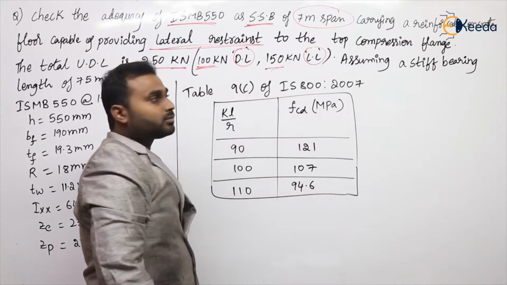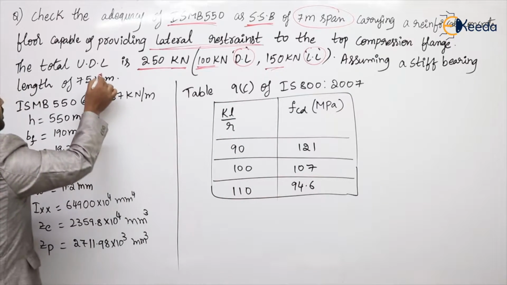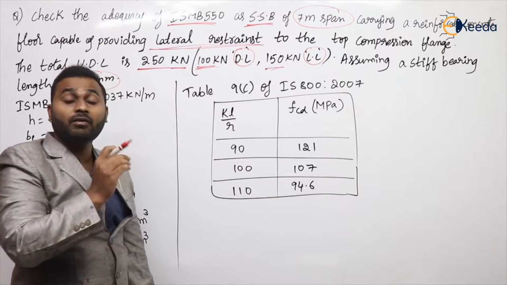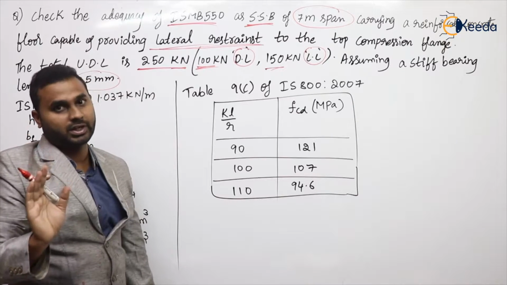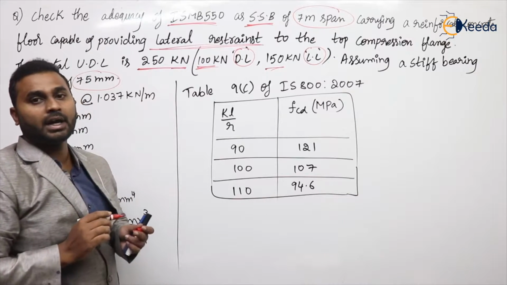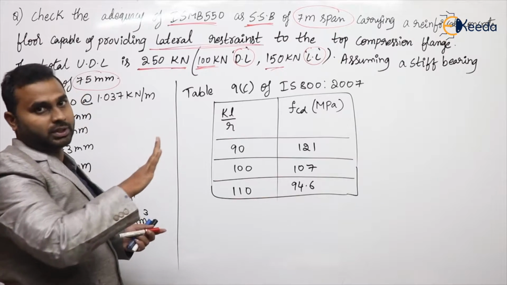Assuming a stiff bearing length of 75 mm. Now this stiff bearing length is required in determining the web buckling strength and web crippling strength. At the end of this question, we will see how this stiff bearing length is going to be used. Clear?